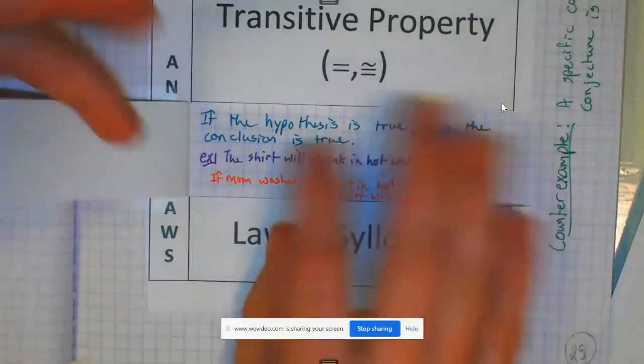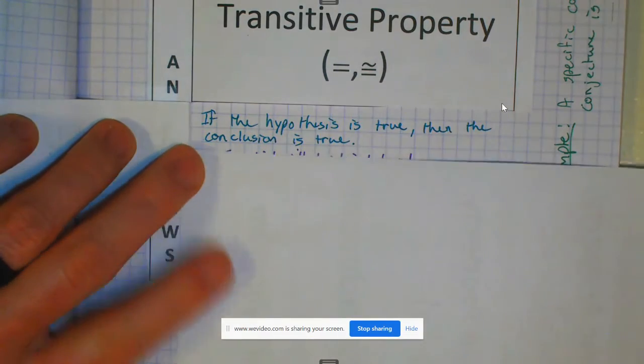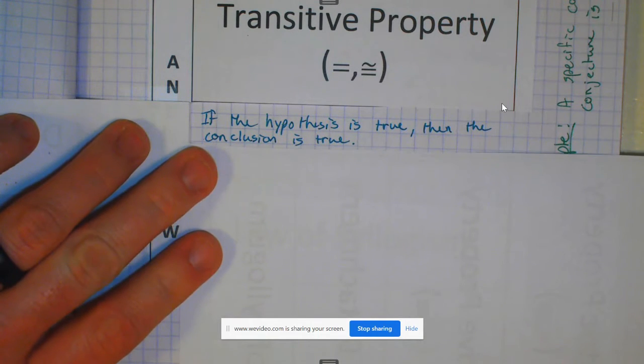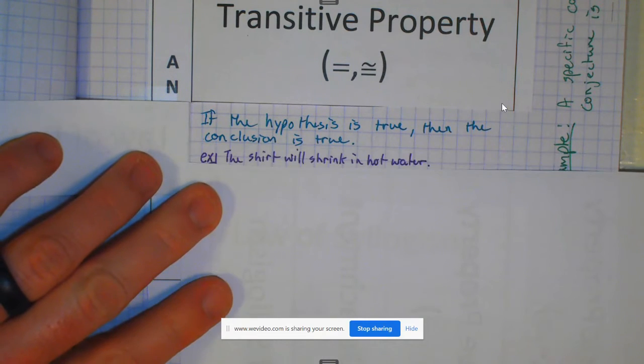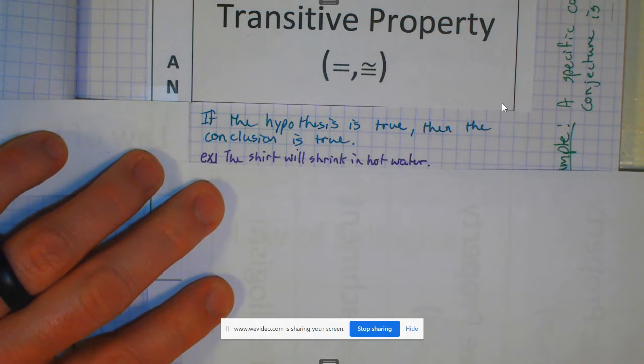So law of detachment is if the hypothesis is true, then the conclusion is true. Okay, so if my beginning statement is true, my end statement will also be true. So let's just say that a shirt will shrink in hot water. Okay, you have a shirt and you know it will shrink in hot water. That's a known fact.